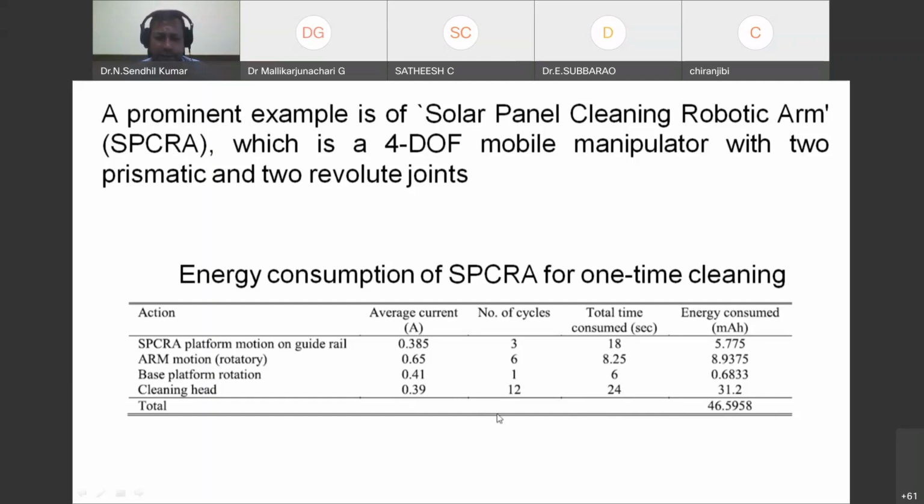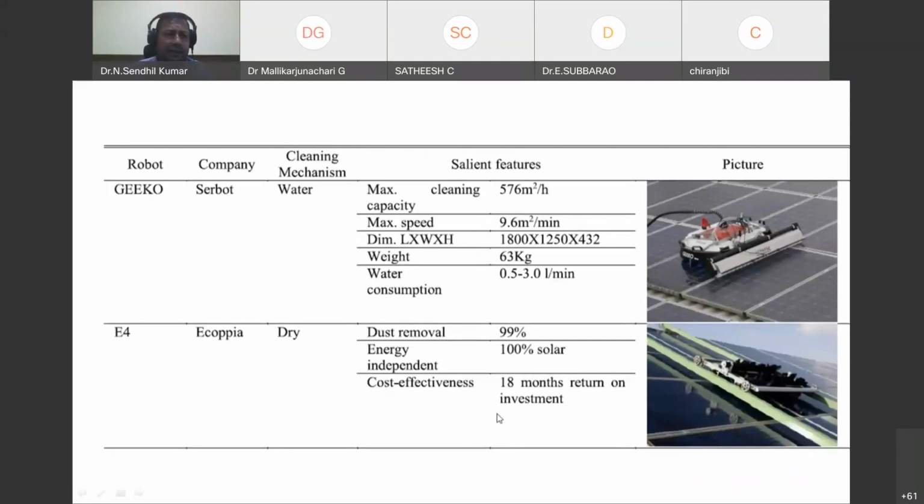This is another company, Geeko. It uses a water mechanism for cleaning, and they clean the PV panels either on the rooftop or in the land area also. Another robot uses a dry mechanism, with a blower and vacuum technology, so that the sand and everything is collected. It is another robot, the E4 Ecopia robot, which is also used in the cleaning process.